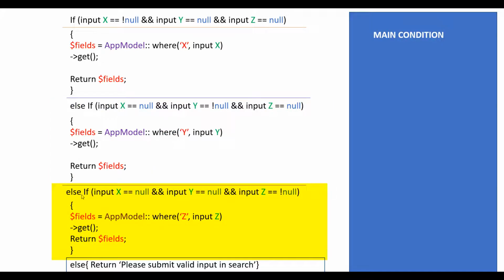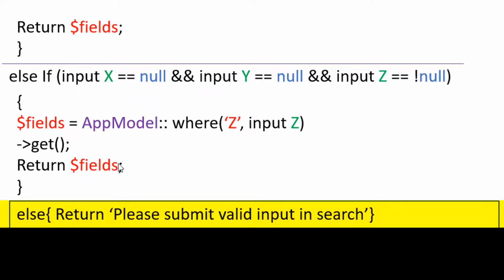Else if X is empty, Y is empty, but Z, the third field, is not empty, then you're looking for Z. And then else, which means all conditions were checked and none of them is active, then return "please submit a valid search." So that is one way.